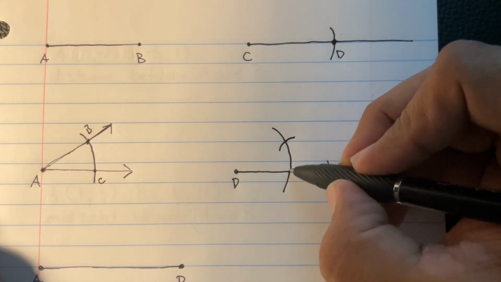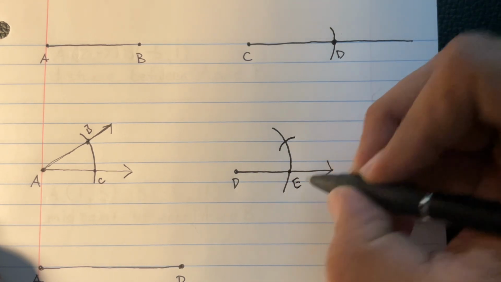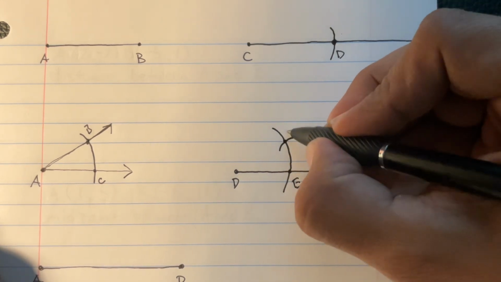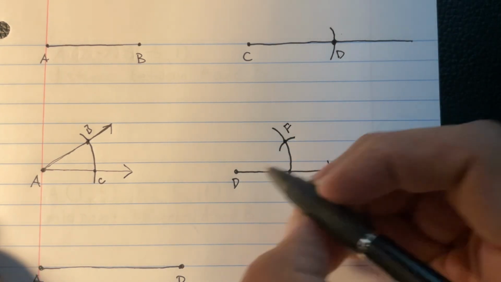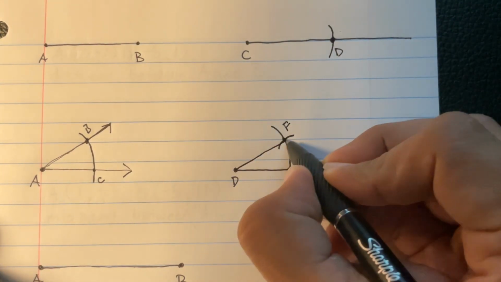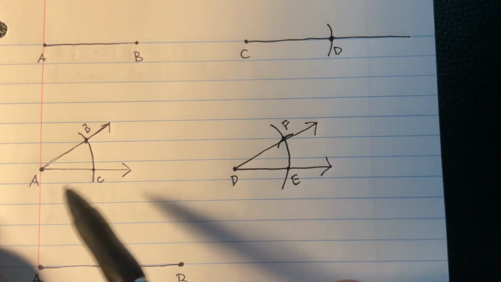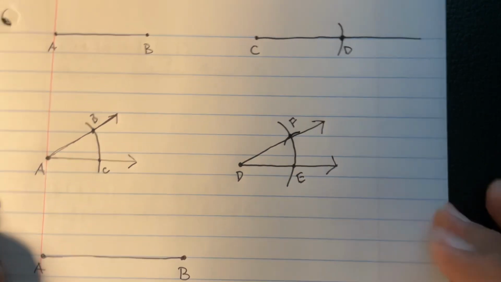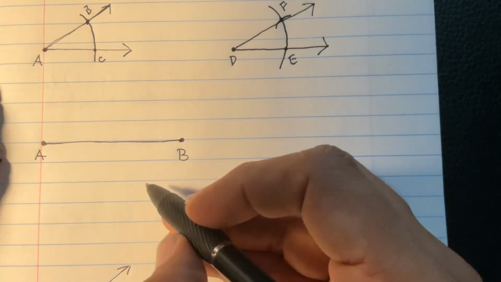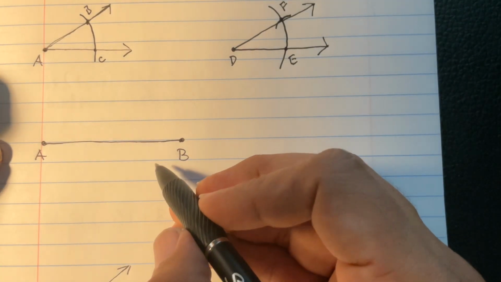So sharp point here on point E, and then we make now this new point F. Now if you connect D to F, you now have a congruent angle to the one on the left and the right. So now this is going to be a perpendicular bisector.